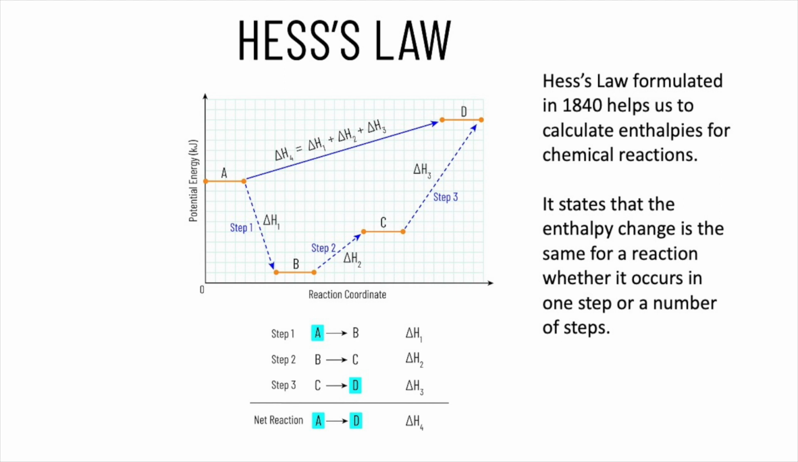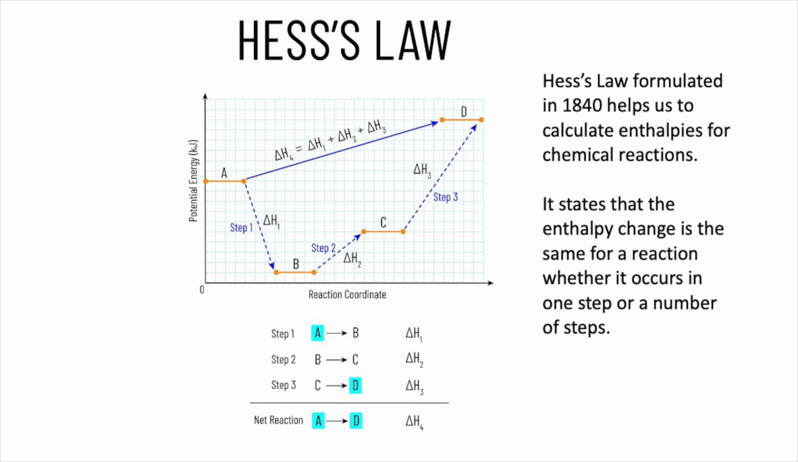Now an advantage of Hess's Law is that we're able to calculate enthalpy changes without having to carry out the reaction. So if we use this example and we're looking at delta H4, the enthalpy change from A to D, we don't have to carry out that reaction of converting A to D in one step, because we can just work out the enthalpy changes of A going to B and then B going to C and C going to D, and by adding them up we can calculate the delta H4 value, the value from A to D.